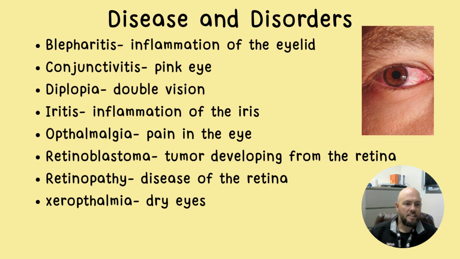And we have some disease and disorder terms of the eye. So blepharitis is an inflammation of the eyelid, pretty common ailment. A lot of people get it, typically from a little local infection or bacteria, dirt, something getting into your eye. Conjunctivitis is pink eye, inflammation of the conjunctiva, also pretty common. Diplopia is double vision. Iritis, inflammation of the iris. Ophthalmalgia is pain in the eye.